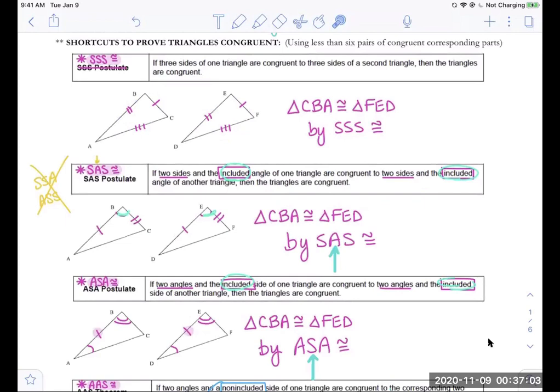The second shortcut, side, angle, side congruence. Now, side, angle, side, the order matters in the way you write the letters. So it's side, angle, side, meaning that 2 sides and the included angle, the one that's formed by the 2 sides, have to be pairwise congruent. So you have a pair of congruent sides and the second pair of congruent sides, but the angle that you know is the one that's between the 2 sides that you know. So it goes side, angle, side.